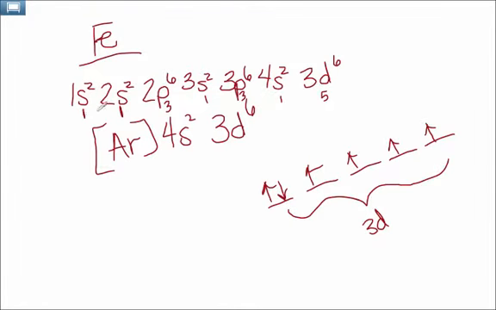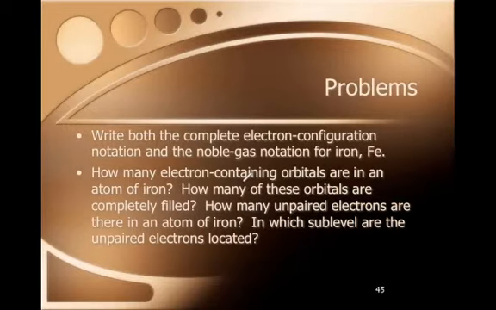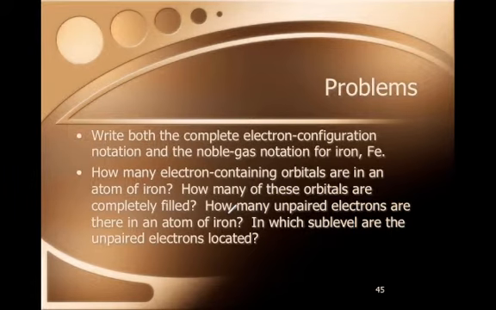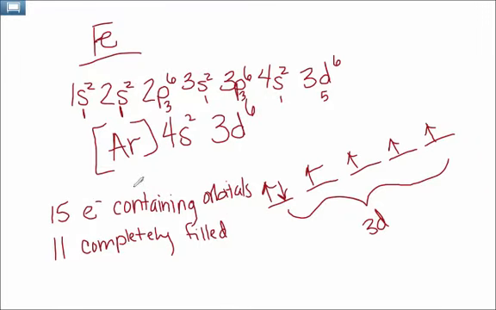So we add these all up. 2 plus 3 is 5. 6 plus 3 is 9, 10, 15. So we have 15 electron-containing orbitals. And then I think the next question is, how many are completely filled? So all of them are except for these 4, correct? So we have 11 completely filled. How many unpaired electrons are there? 4.